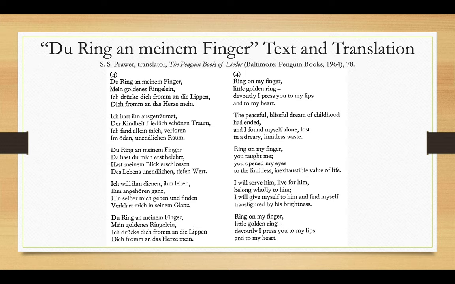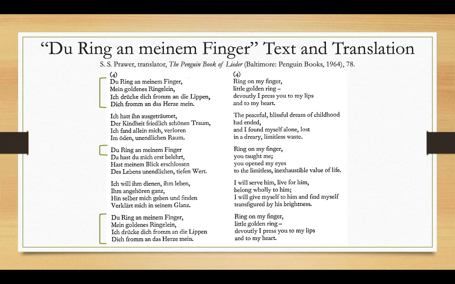All right, so looking at what we just have here structurally, this particular poem has 5 stanzas, as is typical for the layout of poetry. Notice that each stanza is separated by a line. Looking a little bit more closely, there's some repetition here. The first and the last stanzas are identical, and the third stanza, the one in the middle, starts with the same phrase as the outer two do. So, Du Ring an meinem Finger is emphasized throughout this.